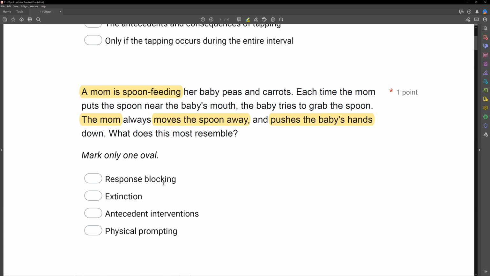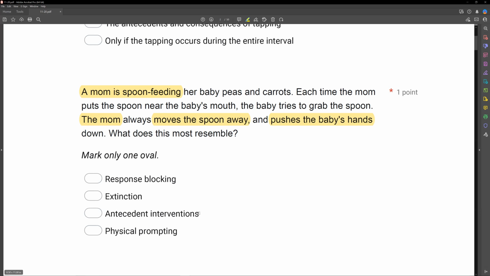A, response blocking. Response blocking is preventing a response from being able to occur. Can the baby grab the spoon if the mom is constantly pushing the baby's hands down? No, the mom is blocking the response from occurring. Extinction and response blocking are different things. And this is an important thing to note. Extinction, you have to give the learner an opportunity to engage in the response for it to truly be extinction. This is simply preventing the response from ever occurring. So response blocking and extinction are not the same.